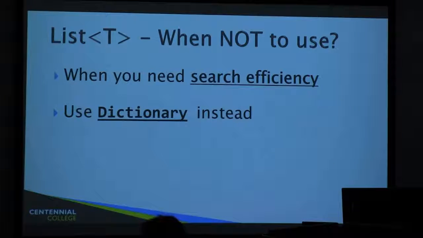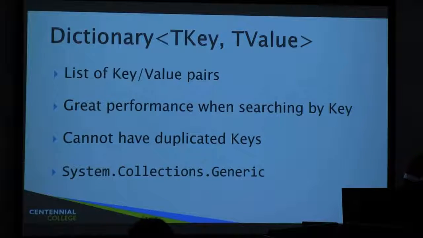Okay, so now let's talk a little bit about dictionaries. A dictionary is yet another type of collection, but in a way it's a more powerful type of list. It requires more memory, but it's a list that has the format of a key-value pair. Let's see what that means.